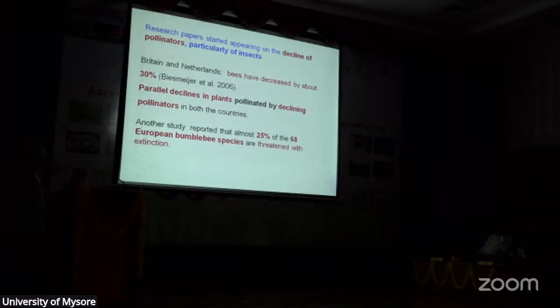And for those species which are pollinated by these decreasing insects, there is a parallel decline in the plants pollinated by the declining insects. That means the number of plants which were present also started going down because the pollinators are declining. Another study reported that almost 25% of the 68 European bumblebee species are threatened with extinction. So there are a number of reports describing the decline of species diversity and density.